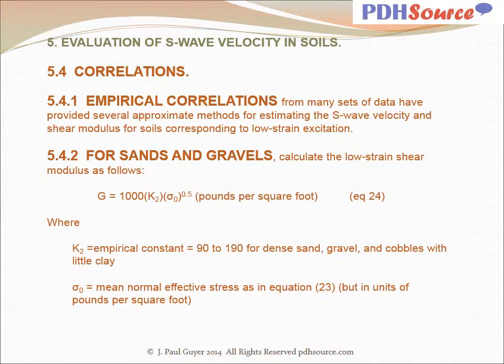Empirical correlations from many sets of data have provided several approximate methods for estimating the S-wave velocity and shear modulus for soils corresponding to low strain excitation. For sands and gravels, calculate the low strain shear modulus using equation 24 on slide 39 with the values for k sub 2 and sigma sub 0 as defined on slide 39.